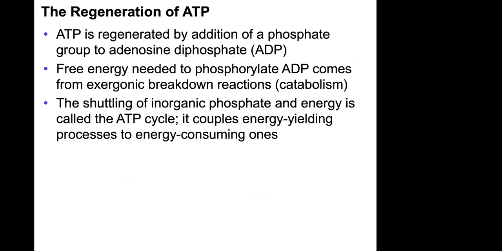Now, ATP must be regenerated. Cells need to have a constant supply of energy, just like your bank accounts need to be continuously supplied with funds. ATP is regenerated by the addition of a phosphate group to ADP, which is adenosine diphosphate. Free energy needed to phosphorylate ADP comes from exergonic breakdown reactions or catabolic reactions, such as the breakdown of glucose. The shuttling of inorganic phosphate and energy is called the ATP cycle.